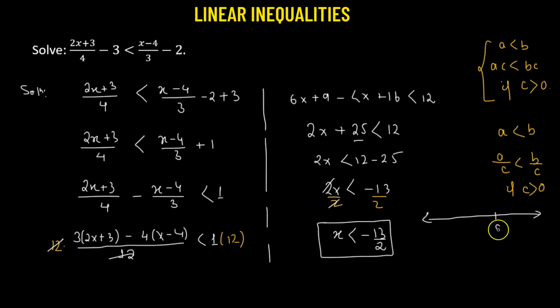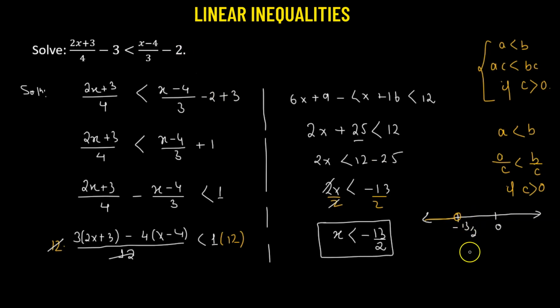On the number line, we'll have the value 0 and negative 13 over 2, and we'll consider all the values of x which are going to be less than negative 13 over 2, and that means it is going to lie to the left hand side of negative 13 over 2. And here this value is not included, so at that particular point where we have x equals negative 13 over 2, we'll put a bubble indicating that that value has been excluded.